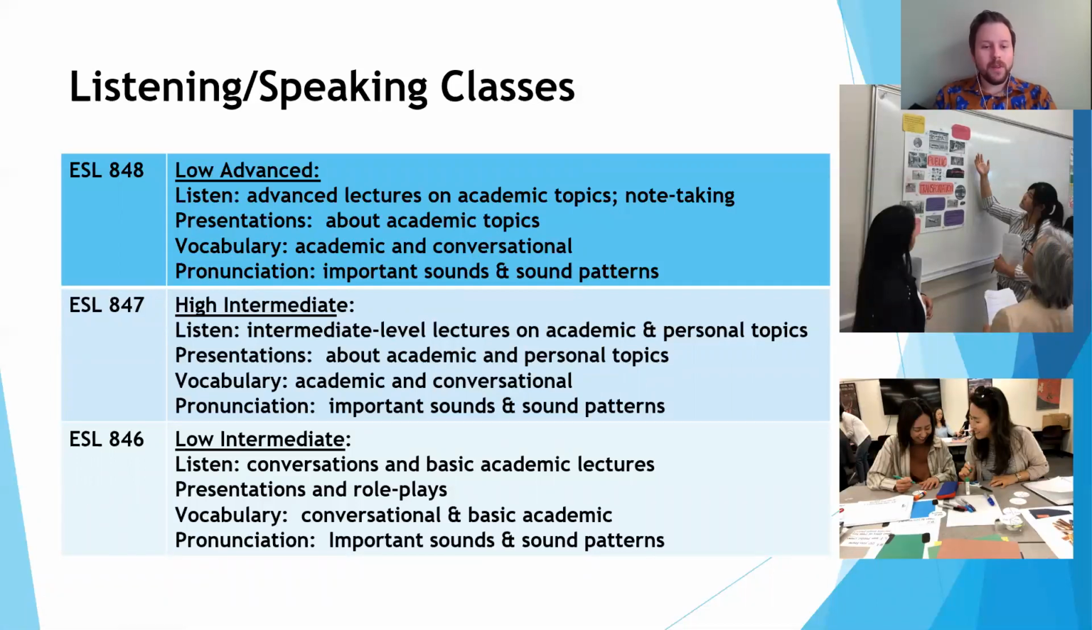So for example, in low intermediate, you will learn some listening based on conversations and basic academic lectures. You will do some presentations and some role plays, and you'll learn both conversational and basic academic vocabulary. In 847, you also learn academic and conversational vocabulary. It's just at a higher level.